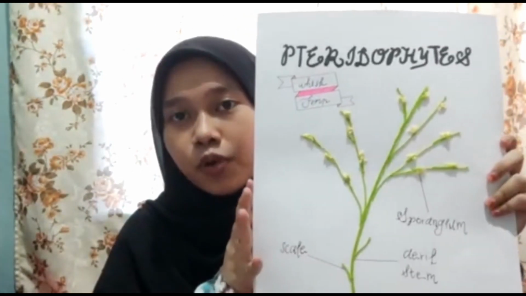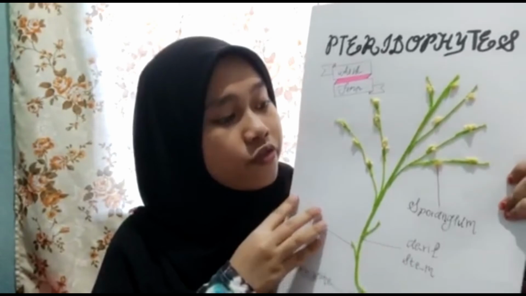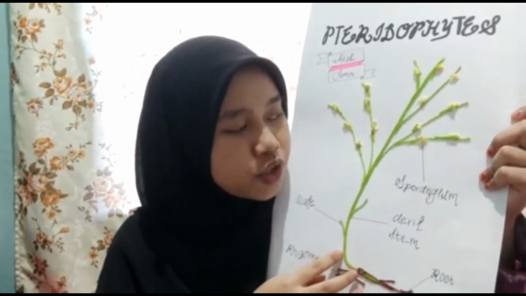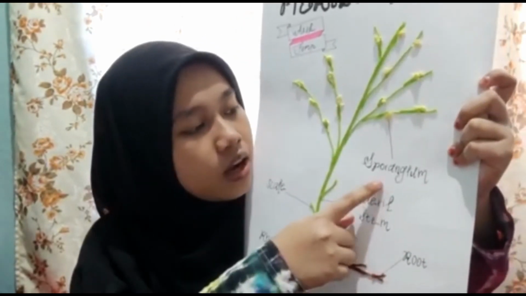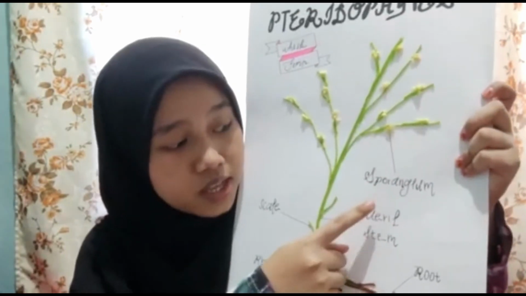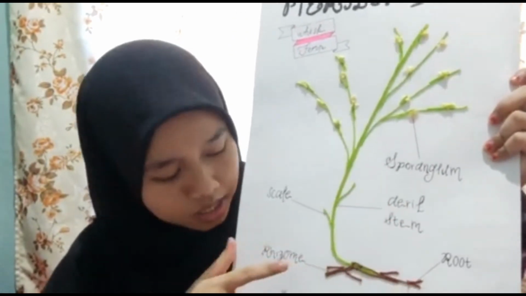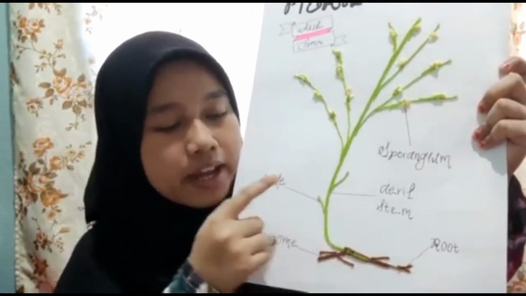Today I want to present about pteridophytes. This is my 3D model. I chose ferns as my 3D model. As you can see, the fern has parenchyma, aerial stems, rhizomes, roots, and also scales.